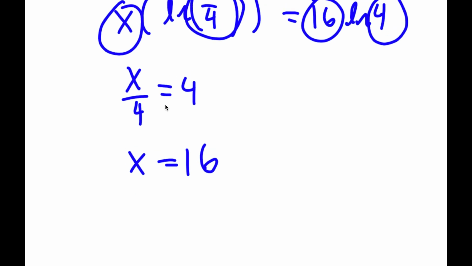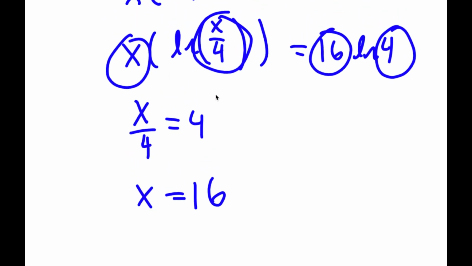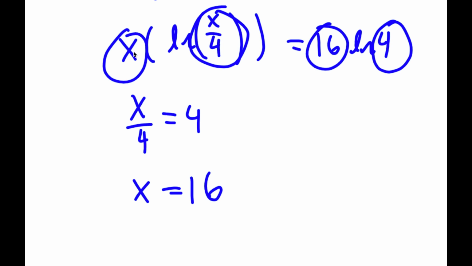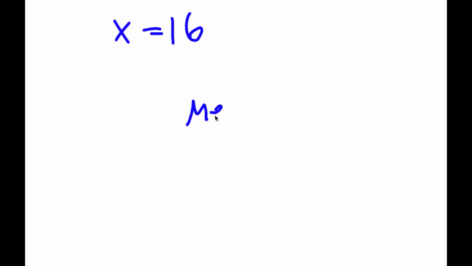So now to check, let me plug this in over here. If I plug in 16 over here, I get 16 times ln of 16 divided by 4, which is 4. So I get 16 times ln 4 is equal to 16 times ln 4. So this works.